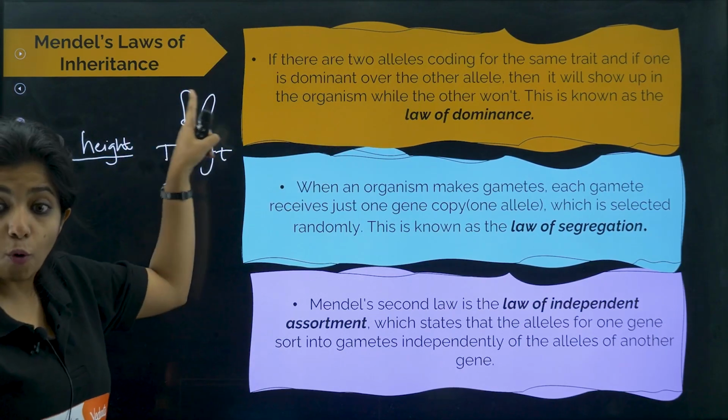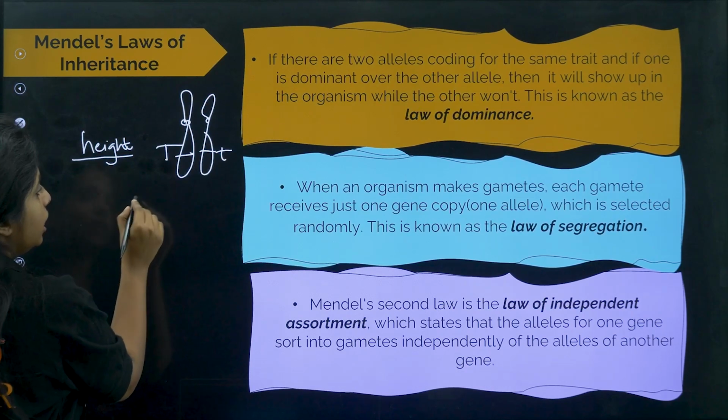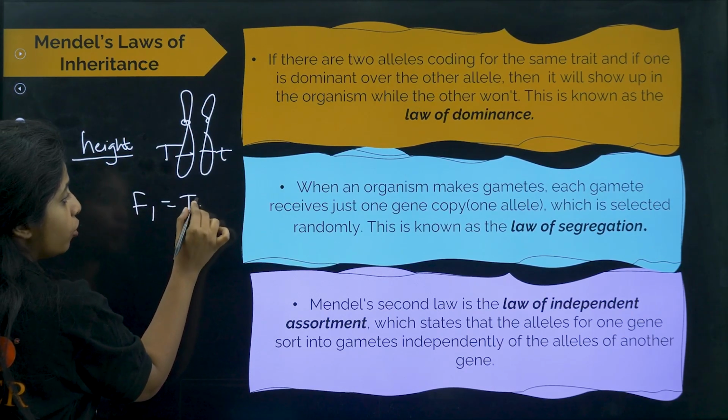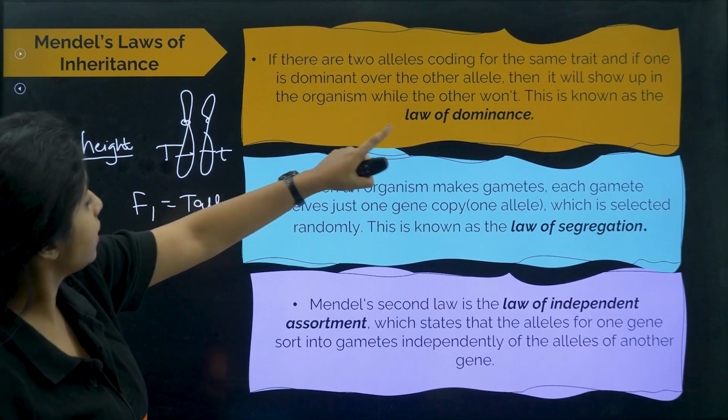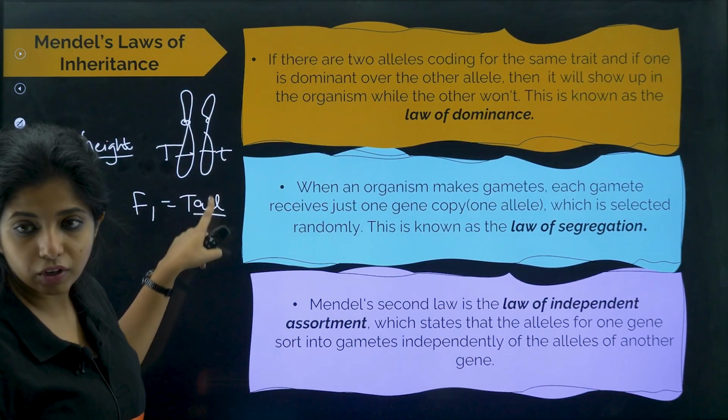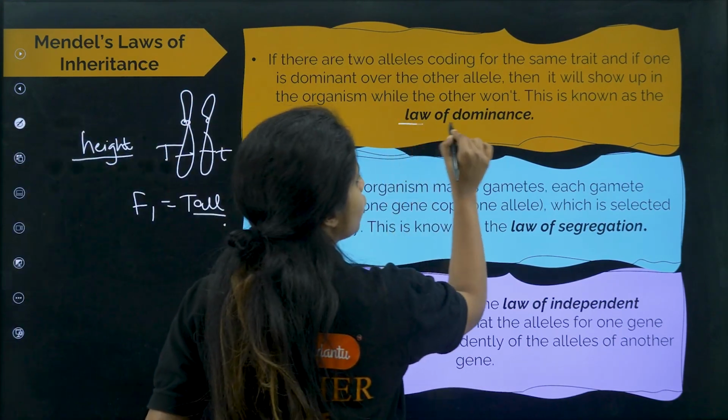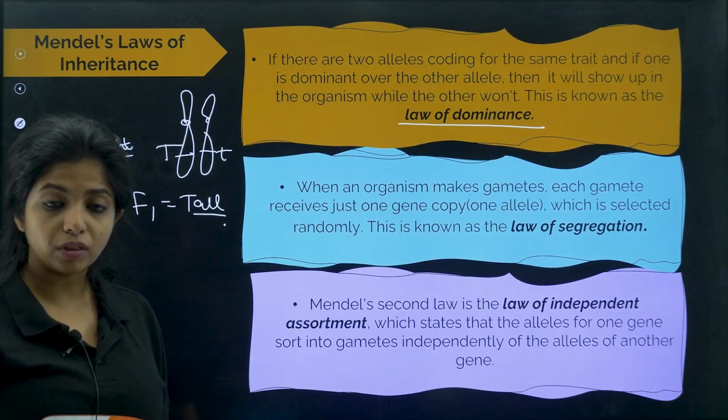So it was dominant, which is why it was visible in the F1 generation. All of them were tall. And the other one, the small one, will not show. This is known as the law of dominance. This he got from doing the monohybrid cross.